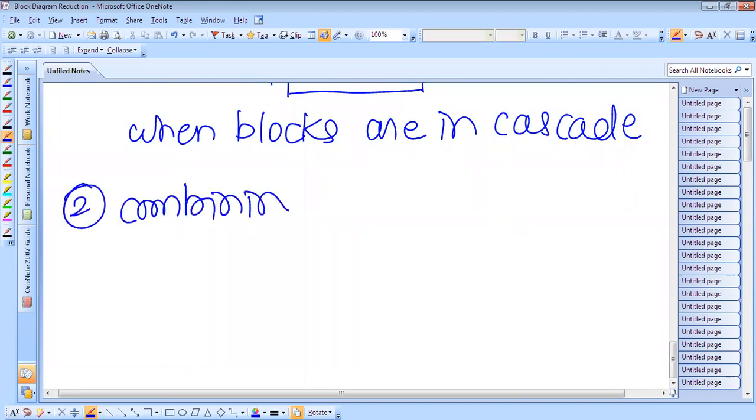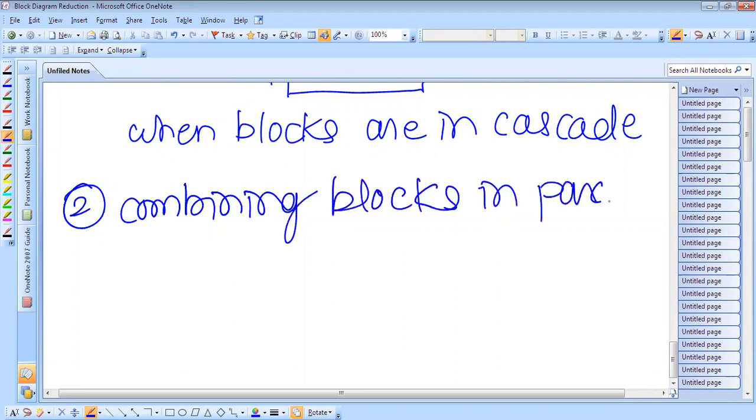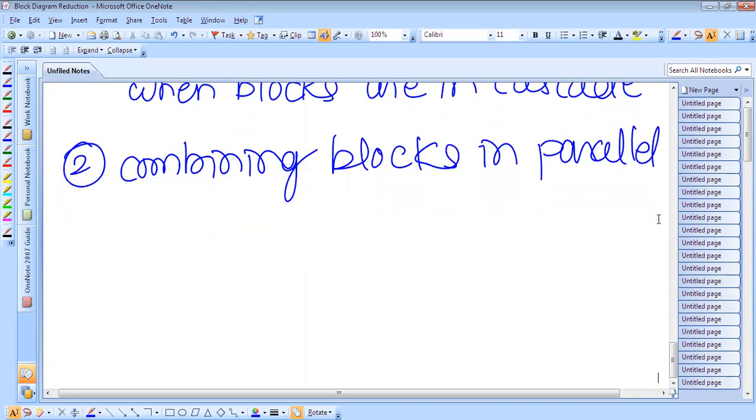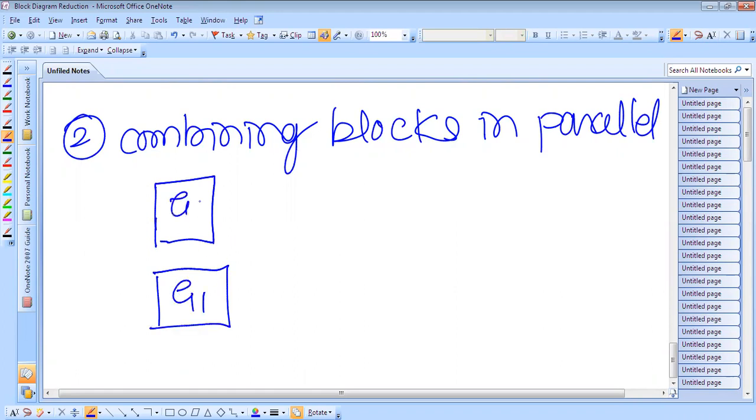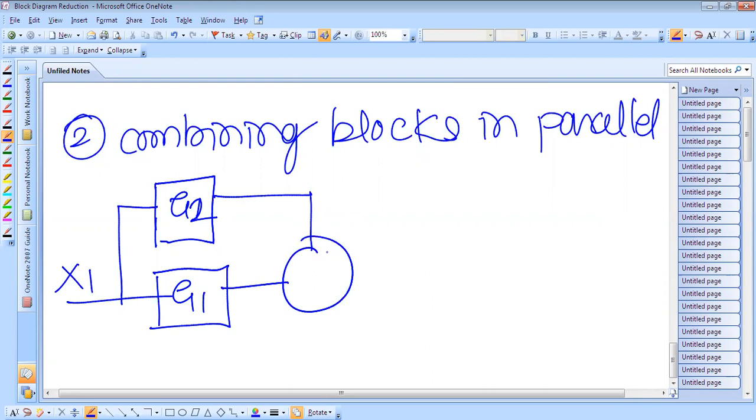Combining blocks in parallel. So initially the two blocks were in series, now it is in parallel. So parallel blocks are, suppose the blocks are connected like this. The gain of these blocks is G1 and G2, and these are connected like this, and these are added at this point.